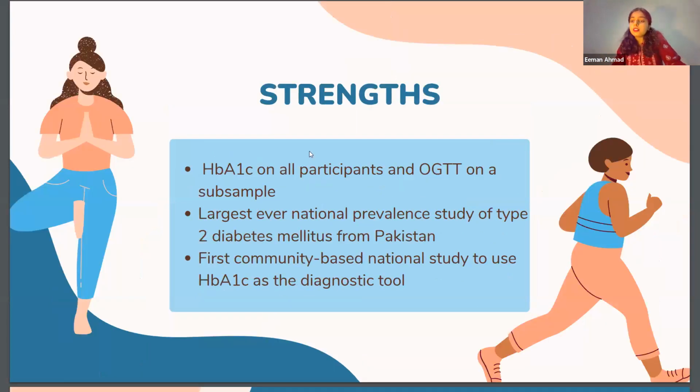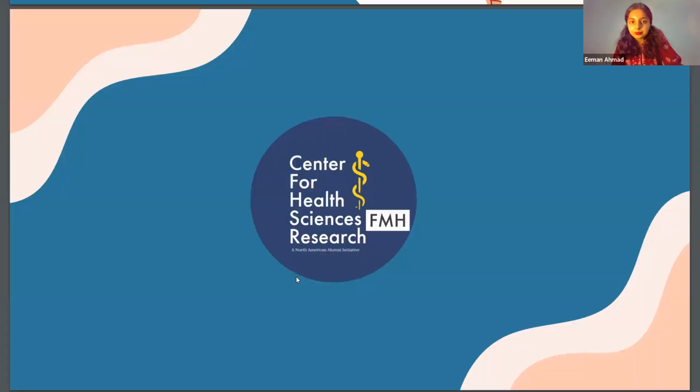So we'll also discuss the strengths of this survey. They used HbA1c on all participants, but they did use OGTT on a subsample to check the sensitivity and the specificity of the test. So that kind of validates HbA1c as a screening tool. Also, this was the largest ever survey done in Pakistan, and it was the first community-based national study to use HbA1c as a diagnostic tool. And that is it from my side. I will now hand over the floor to Dr. Hamayle to discuss the findings of this study.